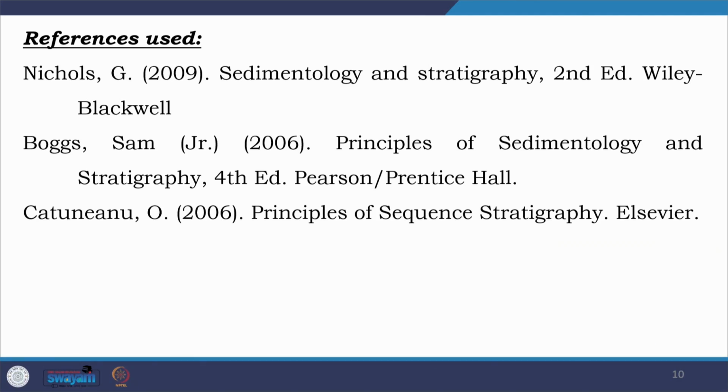So, these are some of the references, some of the books that you can follow for much more detailed reading on this particular topic, and with this concept of correlation, we will move on to the next topic where we will discuss the cyclicities in sedimentary successions.